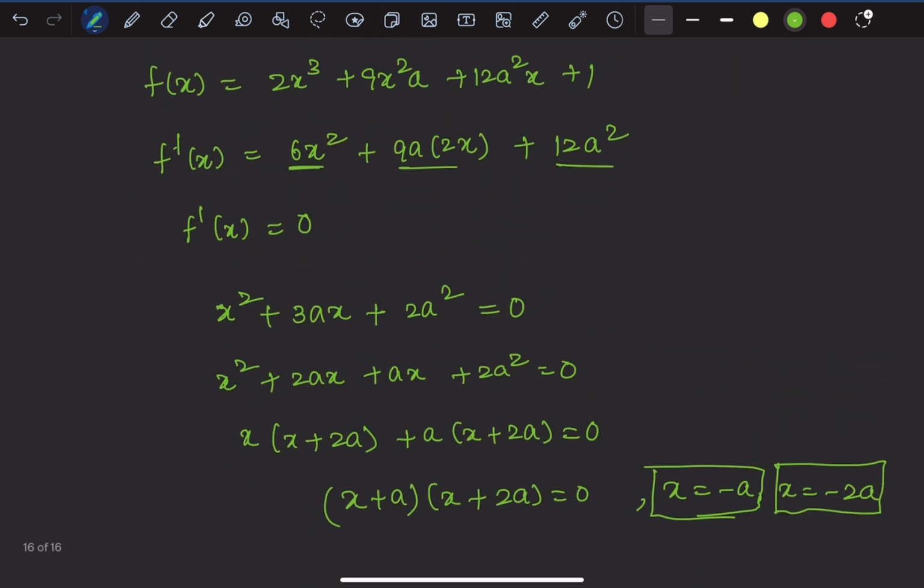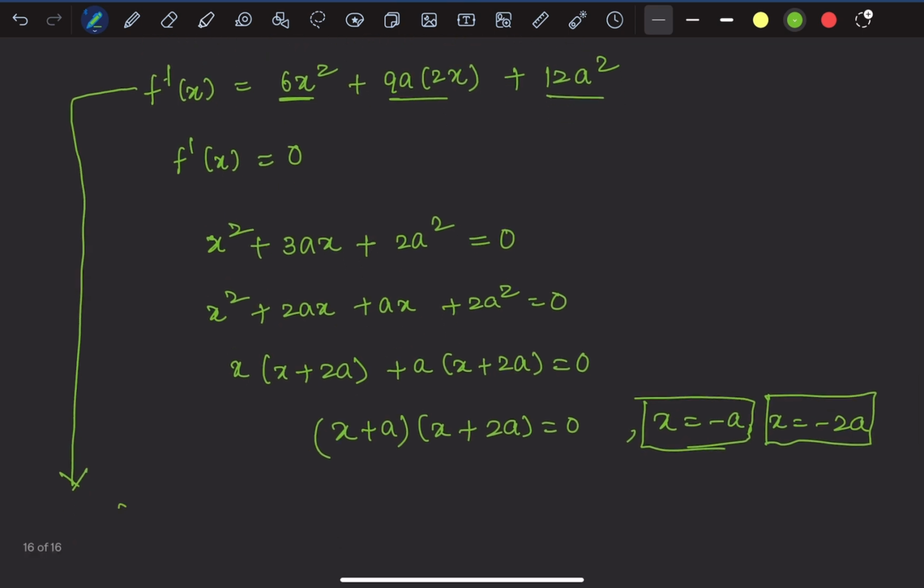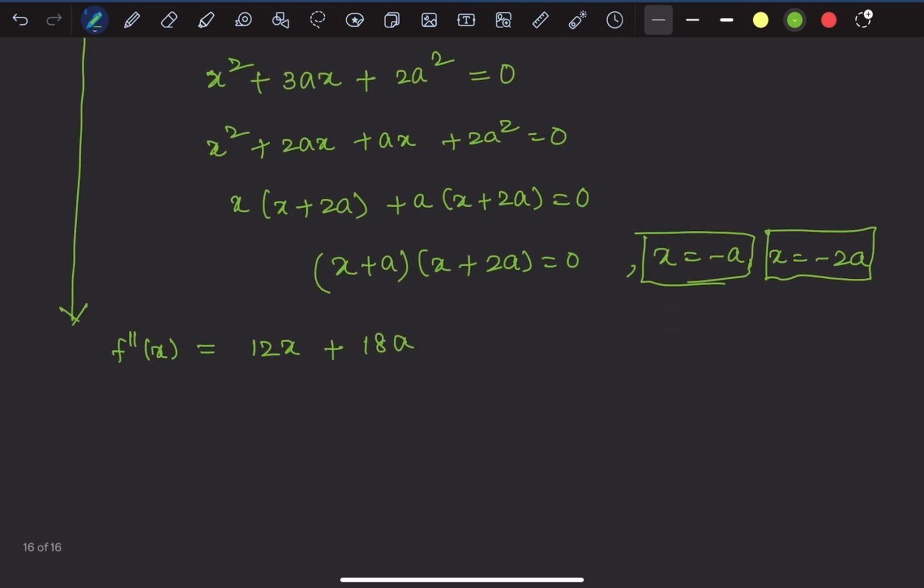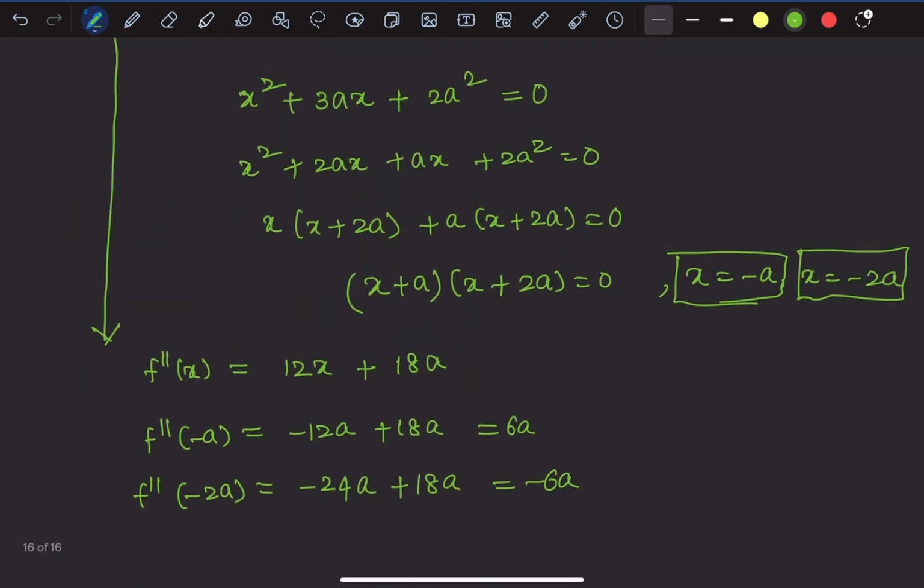To classify those two, let us find f double dash of x. f double dash of x is equal to 12x plus 18a. So f double dash of minus a is equal to minus 12a plus 18a, which is 6a, and f double dash of minus 2a will be minus 24a plus 18a, which is minus 6a. Nothing is given about a.